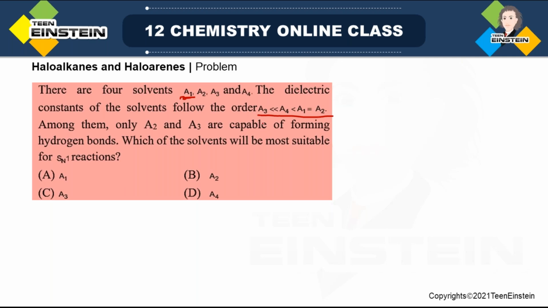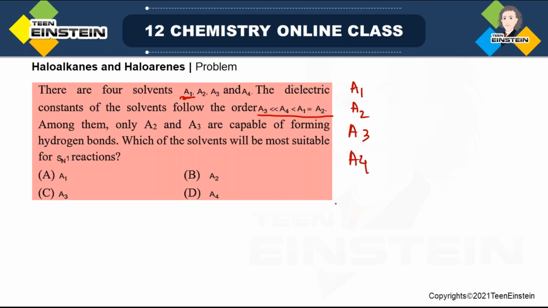Among these 4 solvents, only 2 and 3 can form hydrogen bond. So these 2 pieces of information are given. First, the dielectric constant order for these 4 solvents, and second, among these 4, only 2 can form hydrogen bond. Now the question asked is, which of these solvents will be most suitable for SN1 reaction? There are 4 solvents given, and we want to do SN1 reaction. We have to choose which one will be capable of forming hydrogen bond.